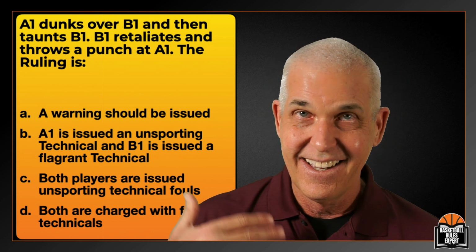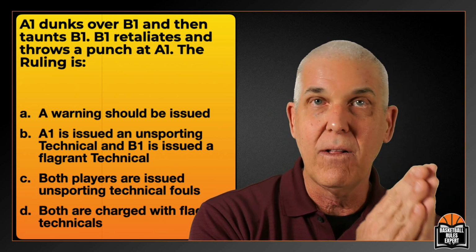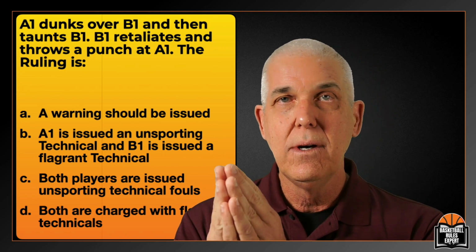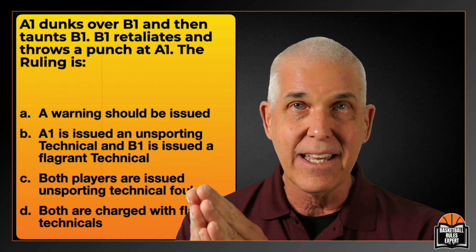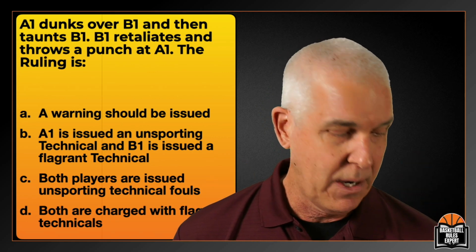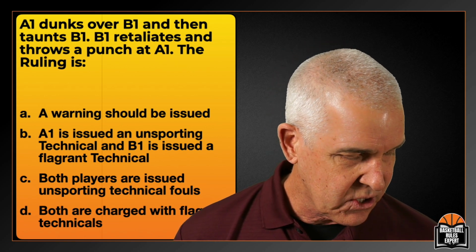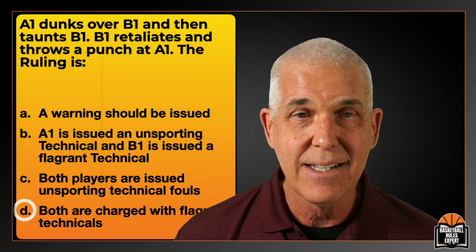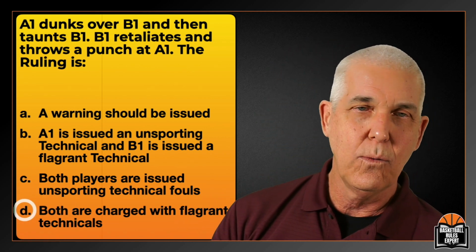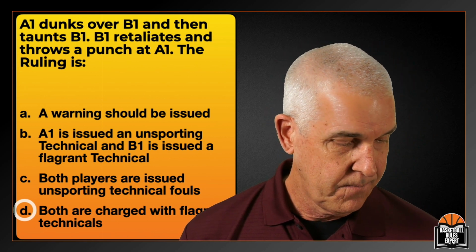So in this instance, National Federation of High School basketball rules, if a technical foul, a taunting foul, leads to a reaction that is fighting, then both actions are considered fighting by rule. So in this instance, our correct answer is D. Both are charged with flagrant technical fouls by rule.